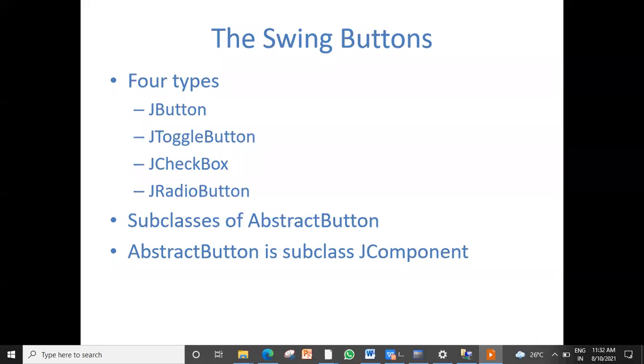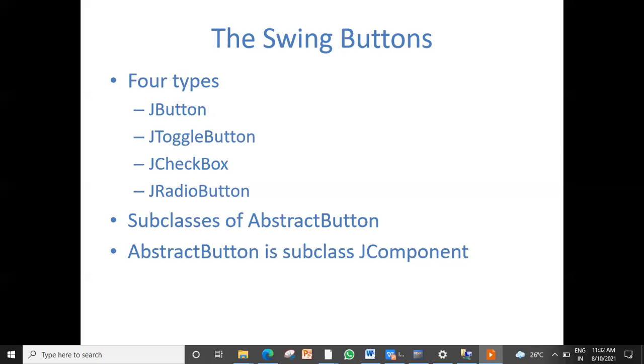All these buttons, JButton, JToggleButton, checkbox, and radio button, are classes. Individually, they are subclasses of one class called AbstractButton. As the name itself says, it is an abstract class which will have abstract methods. Those methods you have to override in these individual classes when you use them. Now this AbstractButton in turn is a child of JComponent. So JComponent is a grandfather, AbstractButton is a child, and all these are 4 children.